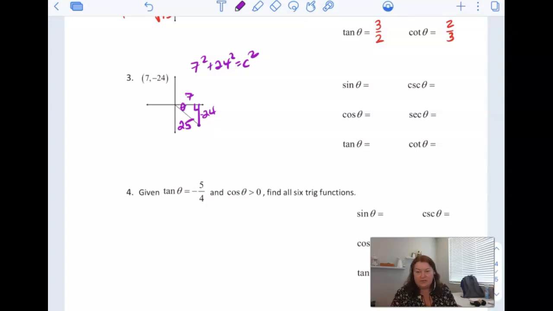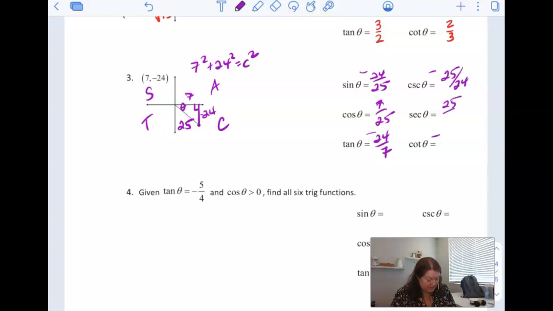So we're not on a unit circle because the radius isn't 1, so we're looking at SOHCAHTOA. So O over H is going to be 24 over 25. Cosine is going to be 7 over 25, and tangent is going to be 24 over 7. Because it's in quadrant 4, only cosine stuff is positive, and then sine, cosecant, tangent, cotangent are all negative. Okay, so flip these over, we're going to get 25 over 24, 25 over 7, and 7 over 24.